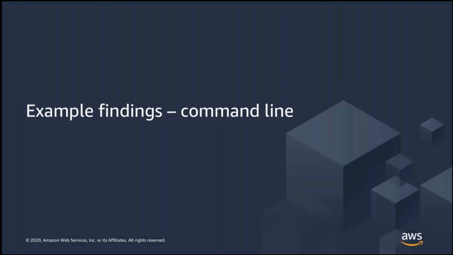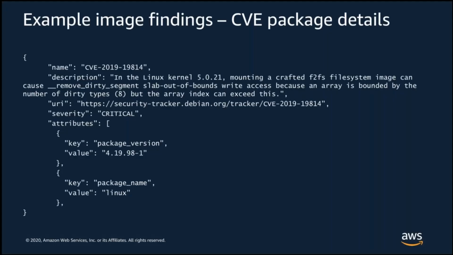But oftentimes we want to do things programmatically, so we can auto remediate, send notifications, or do whatever we deem necessary when events occur. So from the command line, this example is using the AWS CLI, and the results I get are very similar to, or the same as, what you see in the console. The difference is it's just in JSON format here. So here you see I have the name of the package, the description of the vulnerability, the URI, the severity, as well as attributes related to the vulnerability. So it gives me the package name as well as the package version.